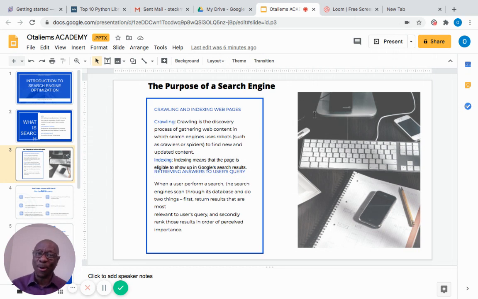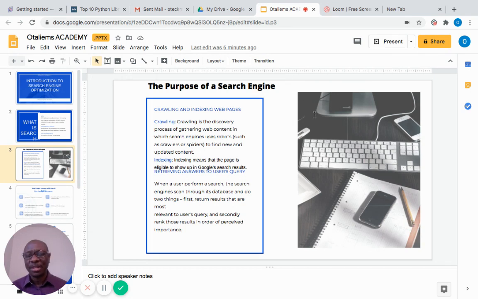So now, what is crawling? Crawling is the discovery process of gathering web content, because Google and other search engines use their algorithm, which is known as the spider, or what is called the crawler. Like I said, these are robots stationed on the internet that crawl your site looking for updated content. And if it meets their guidelines, they index that content, put it right in their database so that when users query for that information, they pull it out for the user.